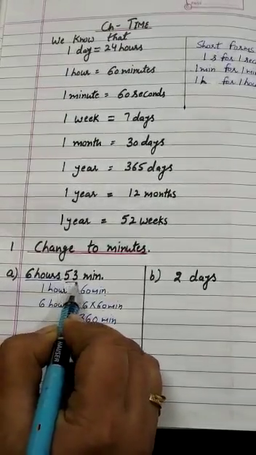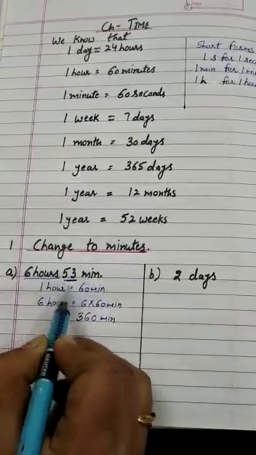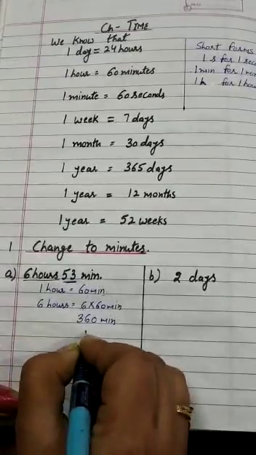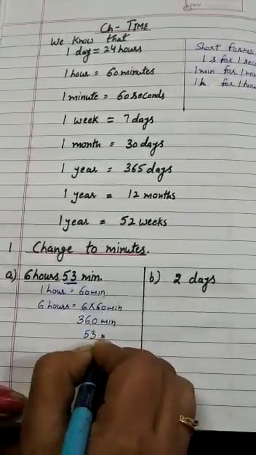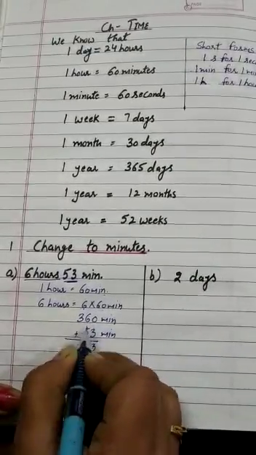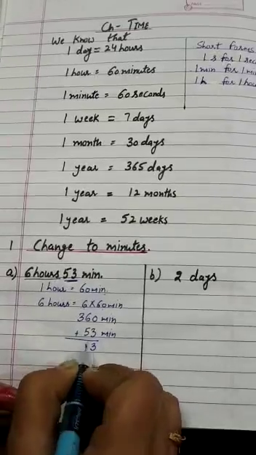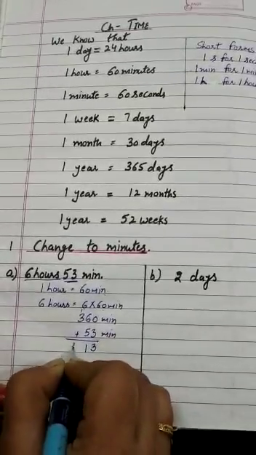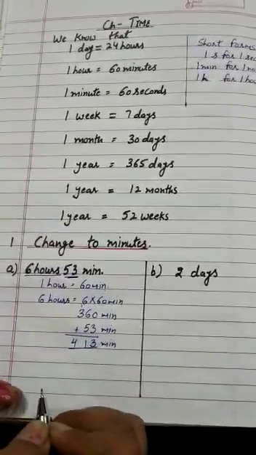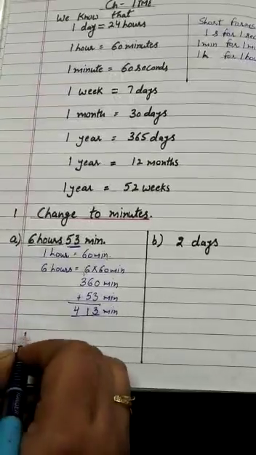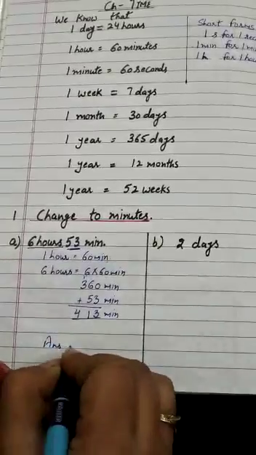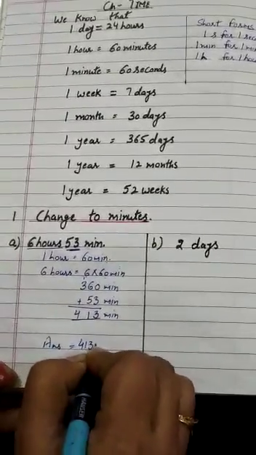Now, what you will do? Now, we will add the given time. Here you have been given 53 minutes, because this is already in minutes. So, these 53 minutes we will add. 3 plus 6 is 11, so there is 1 and 1 is carryover, and 3 plus 1 is 4. So, what you will get? 413 minutes. So, 6 hours 53 minutes is equal to 413 minutes.